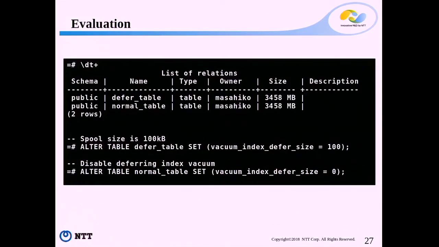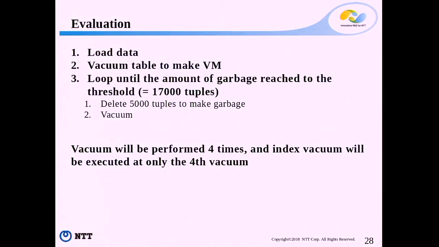In this evaluation, we have two tables, a deferred table and a normal table, each a 3 gigabyte table. The deferred table has this feature enabled, and the maximum spool size is 100 kilobytes. The normal table has this feature disabled. The evaluation steps: first I load 3 gigabytes of data into the tables, and vacuum the tables to make the visibility map. Then I continue deleting 5,000 tuples to make garbage, and then vacuum until the amount of spooled garbage reaches a threshold. In this evaluation, the threshold is 70,000 tuples. That means vacuum will be performed 4 times, but the index vacuum will be executed only at the fourth vacuum.